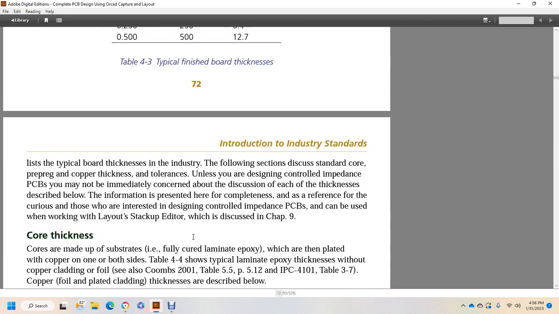The following sections discuss the core, the pre-preg, and the core thickness with the tolerance. These are not directly used to control the impedance of the PCB, but they are discussed here for completeness, as a reference for those interested in designing controlled impedance PCBs, which can be used when working with the layout stack-up, discussed in Chapter 9.